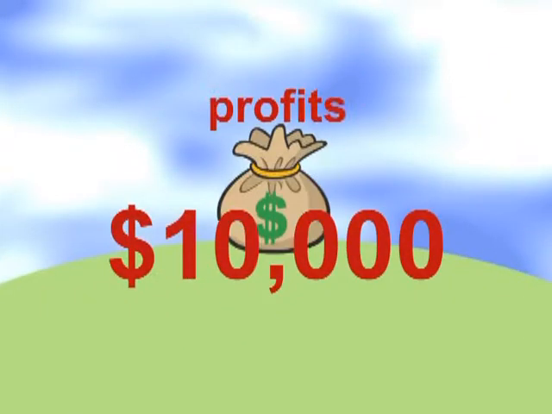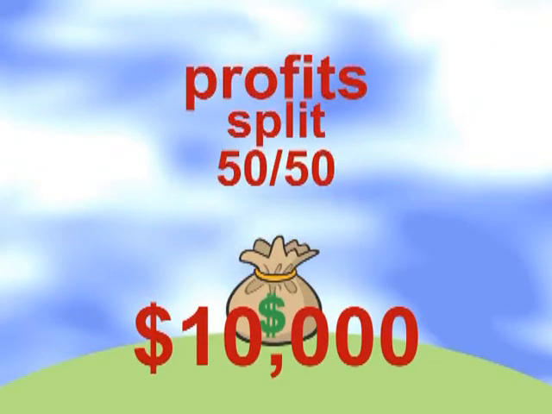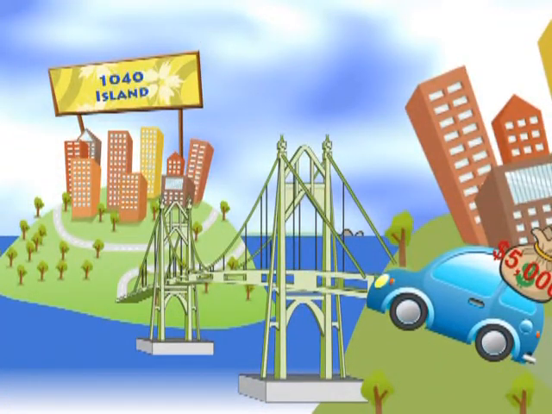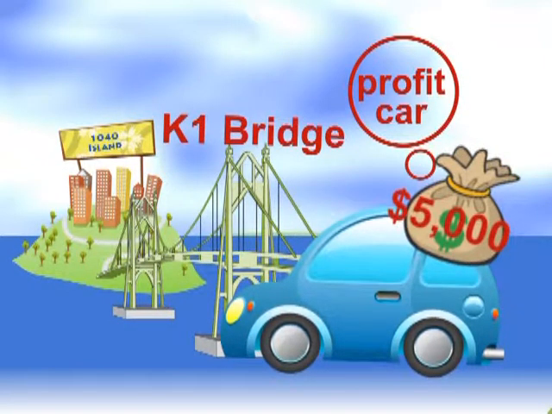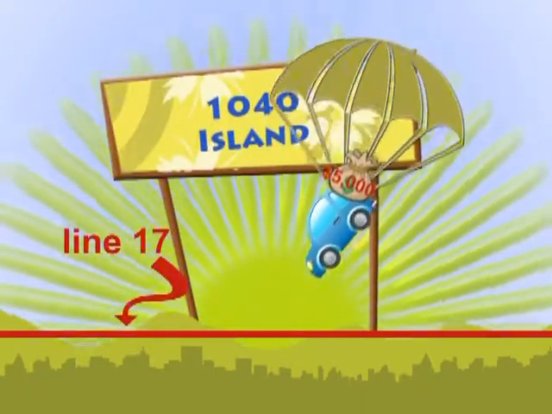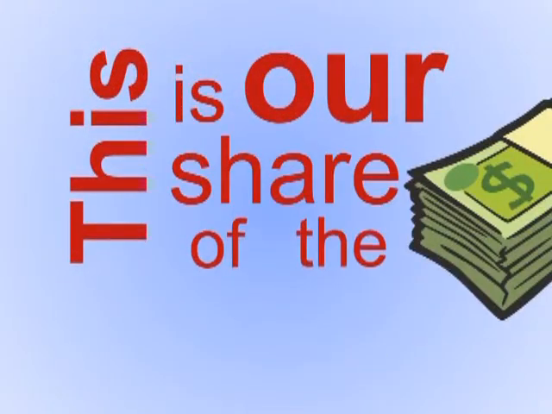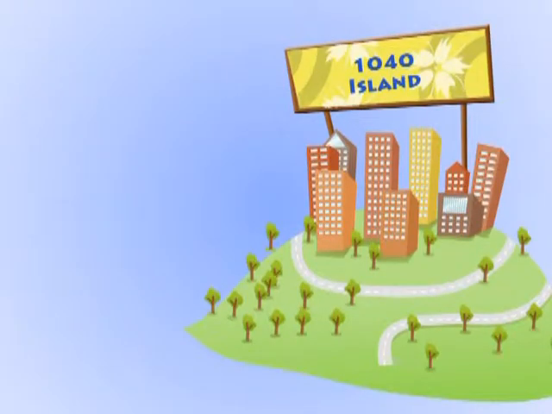So, if we have $10,000 in profit and our carefully crafted operating agreement says that profits are split 50-50, our $10,000 profit car splits in two and the car stops at the K-1 bridge. The K-1 bridge is the bridge that carries our profit car over to the 1040 island. Our profit car that has traveled on the K-1 bridge is $5,000 and lands on the 1040 island on line 17 because this is our share of the $10,000. In this example, our business partner's car will carry the other $5,000 over to their 1040 island.